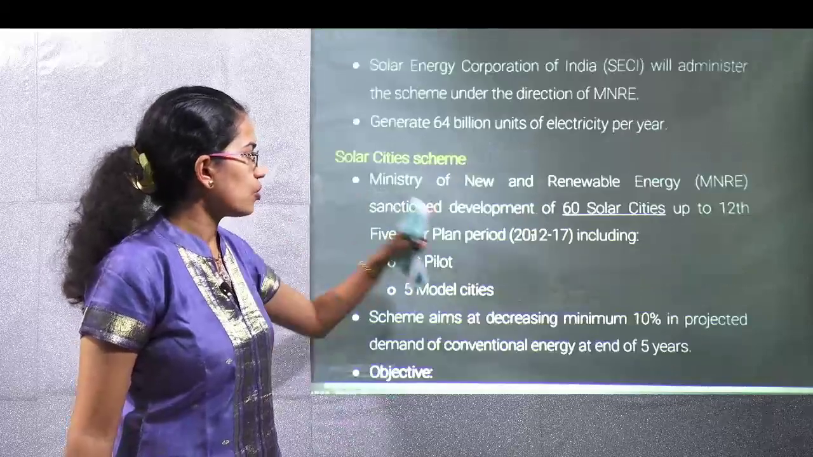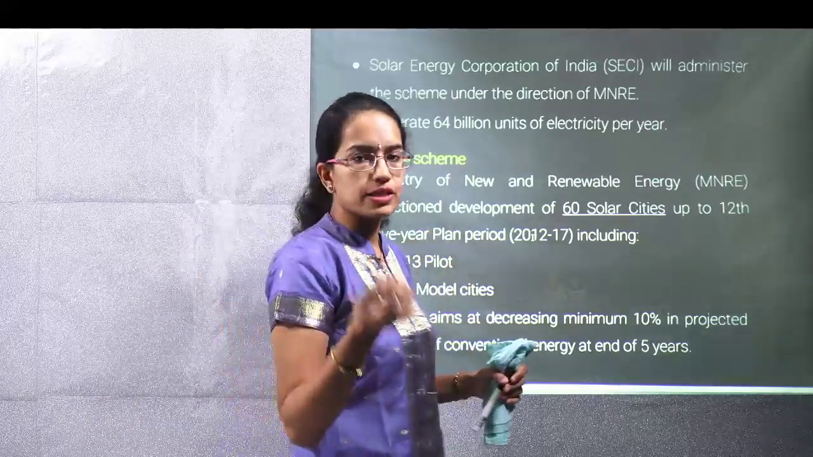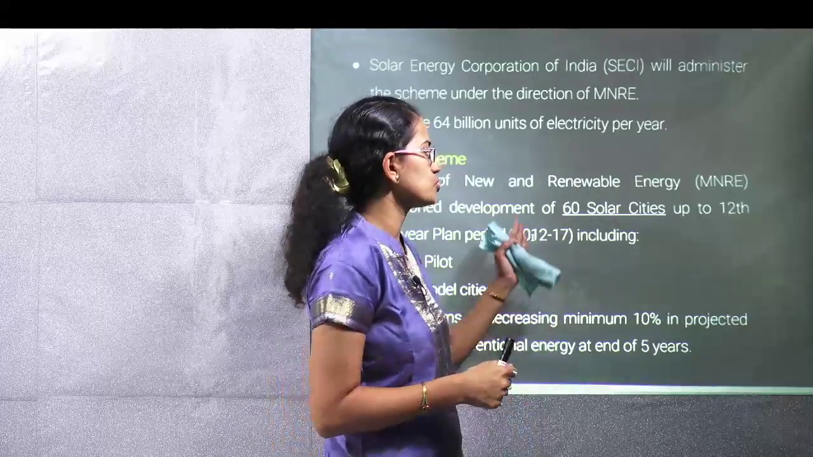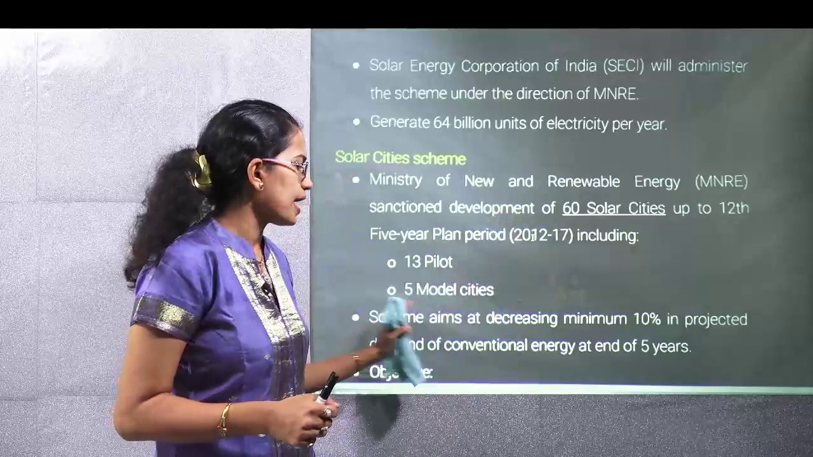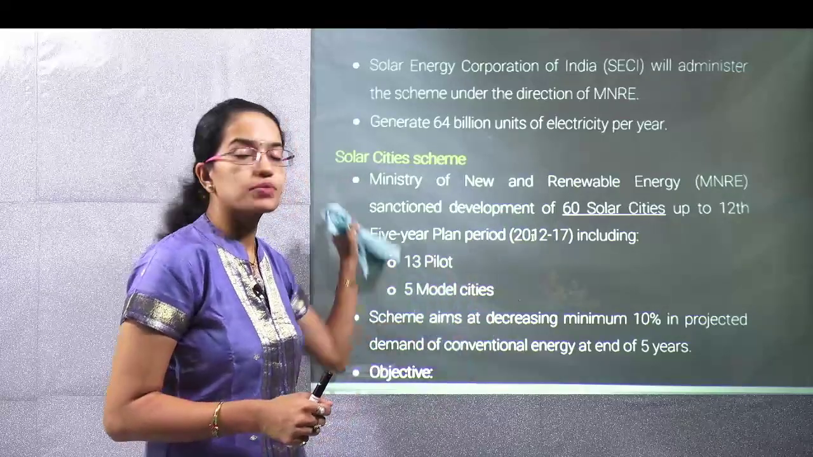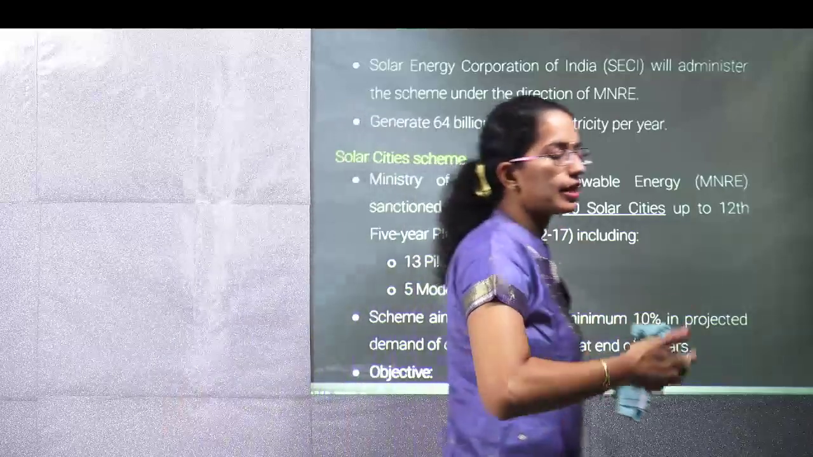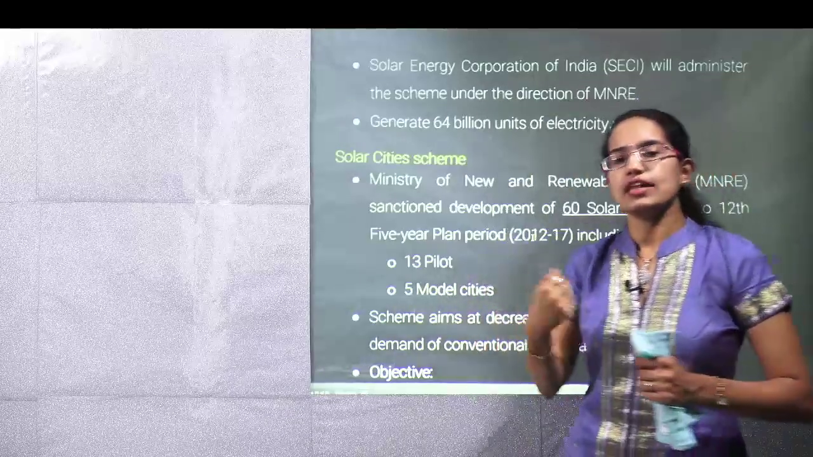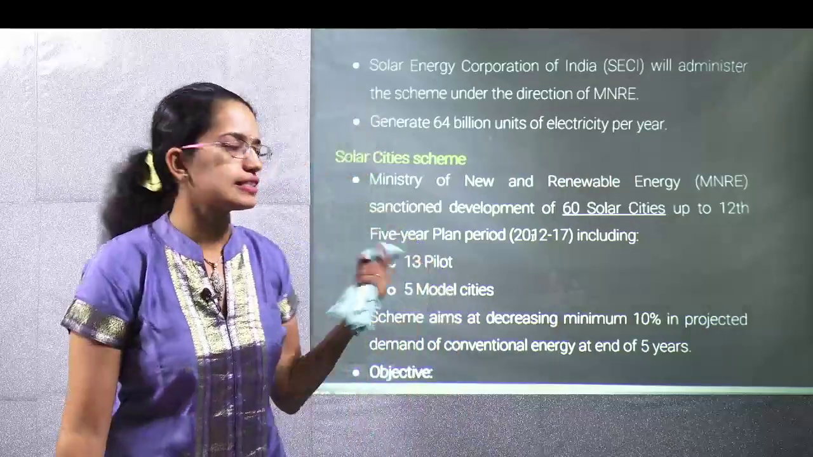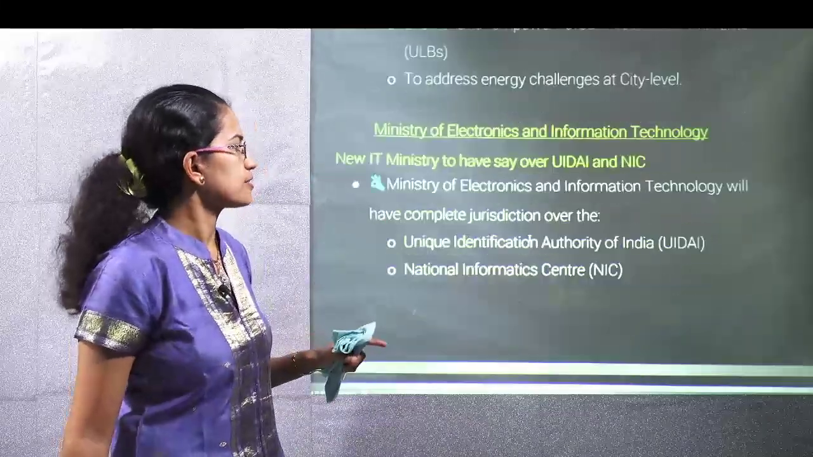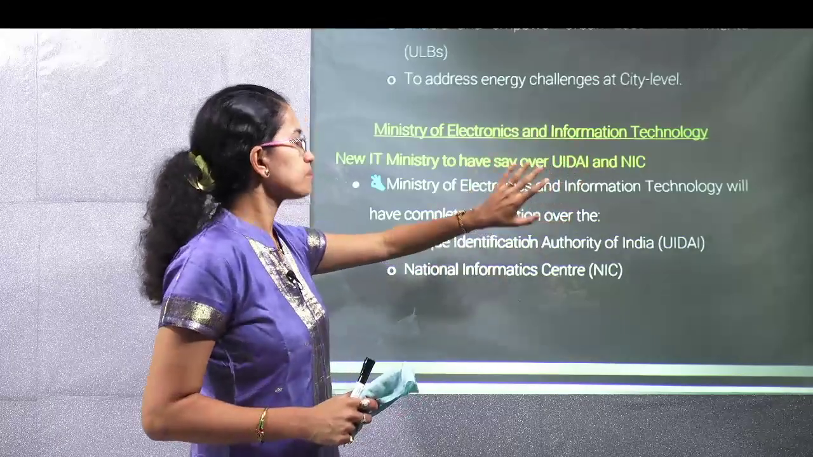So you have again an idea of establishing solar cities. The idea under the 12th 5-year plan was to establish 60 solar cities, where there would be 13 pilot and 5 model cities. So this would be again very important, and whenever you have a question on non-renewable energy and the prospects and the solutions on those, you can incorporate examples and case studies like this in your answer.